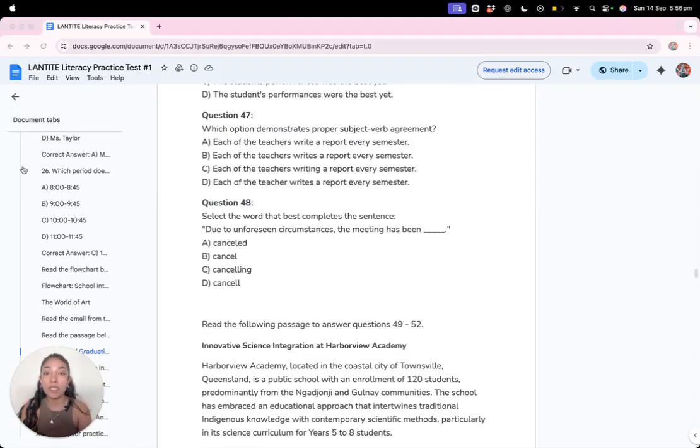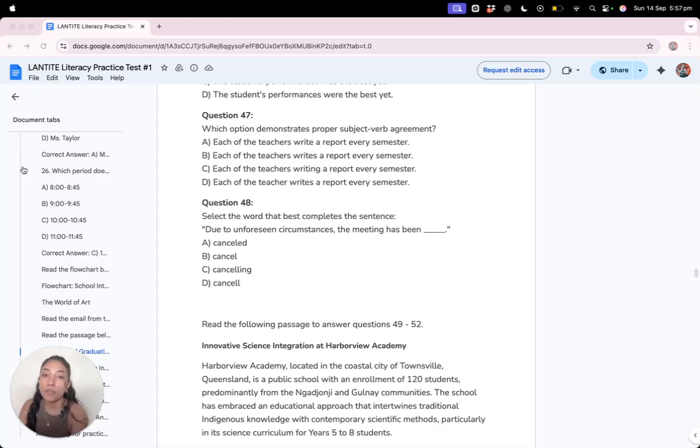Question 47. This is a syntax and grammar question. Which option demonstrates proper subject-verb agreement? So A, each of the teachers write a report every semester. B, each of the teachers write a report every semester. C, each of the teachers writing a report every semester. And D, each of the teacher writes a report every semester.